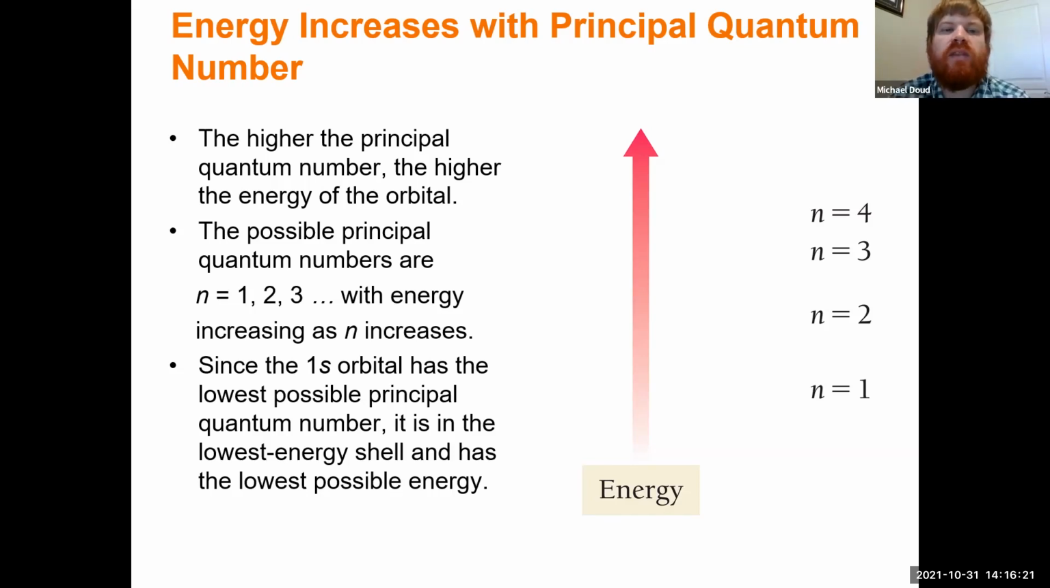And the way this works is as the principal quantum number n increases, the energy of that orbital increases. So the 1s is the lowest possible quantum number, and the lowest energy subshell, the s subshell that we'll talk about. So that is the lowest possible energy, and that's what's going to fill first. And that's why we have it on our diagram here. So n equals 1 is the lowest energy, then 2, then 3, then 4.